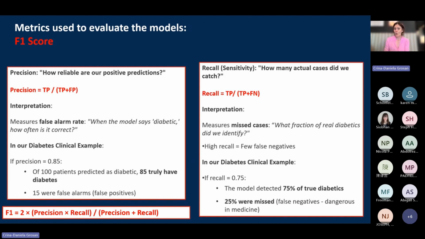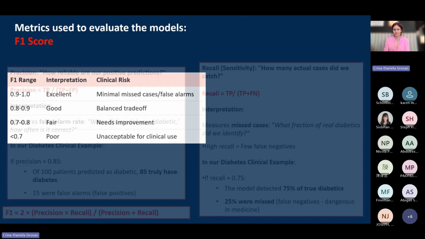The recall measures missed cases. So what fraction of real diabetics did we identify? High recall means few false negatives. And in our example, a recall of 0.75, for instance, means that 75% were detected by the model as truly diabetic, but 25% were missed. And then F1 is a balance of those, a balance of precision and recall.